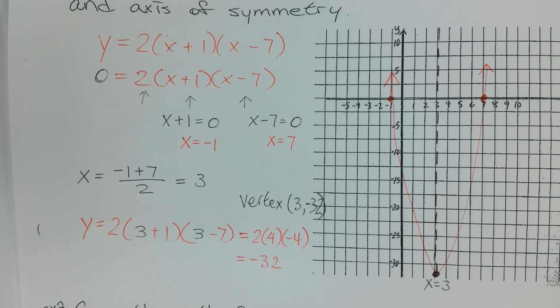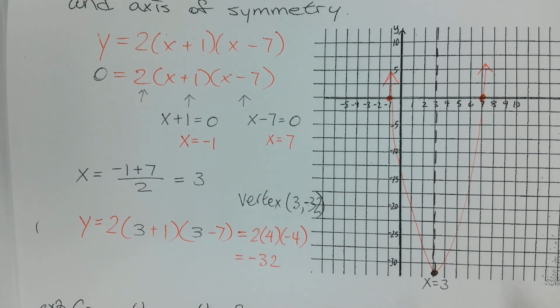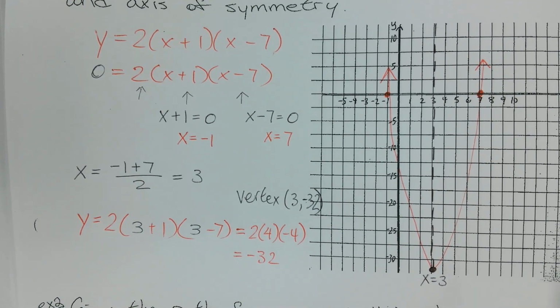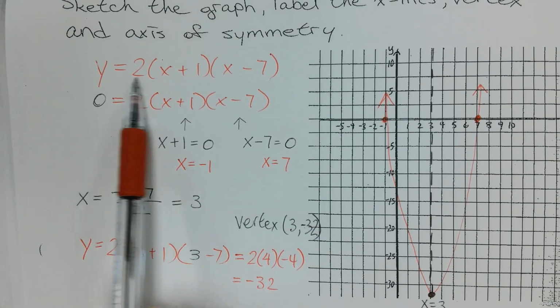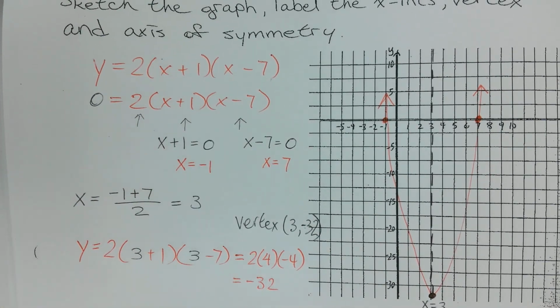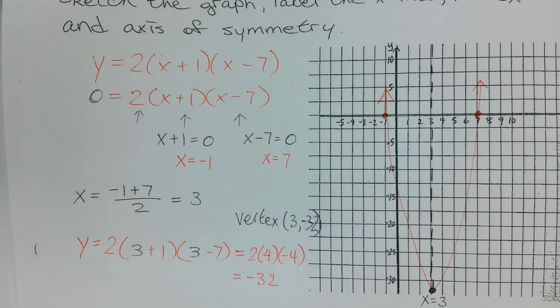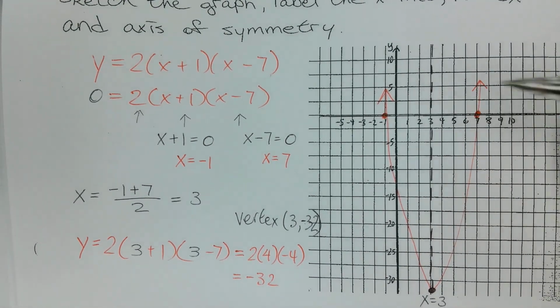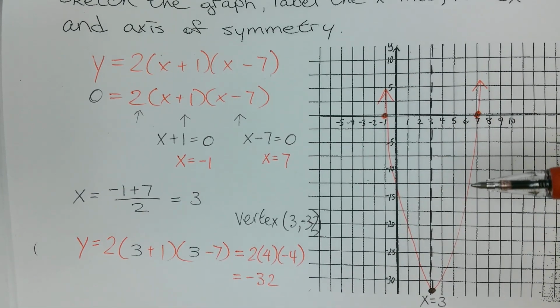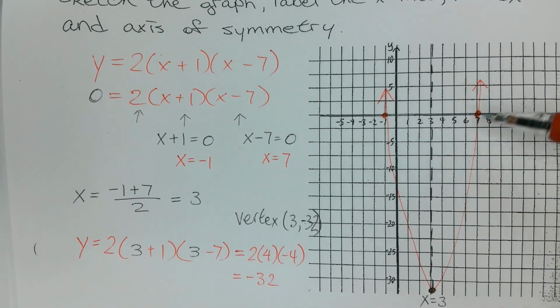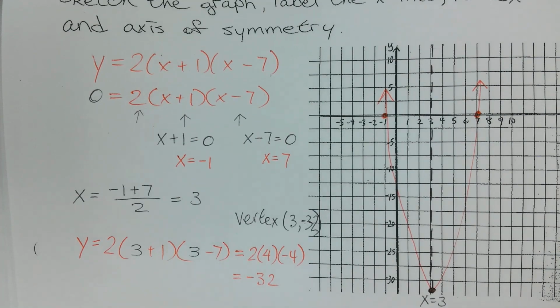Okay, so there you go. We just graphed a parabola based on factored form. All right. So right here, I don't like this graph. It doesn't look so accurate because I only have 3 points. What's one easy way to figure out one more point on here?